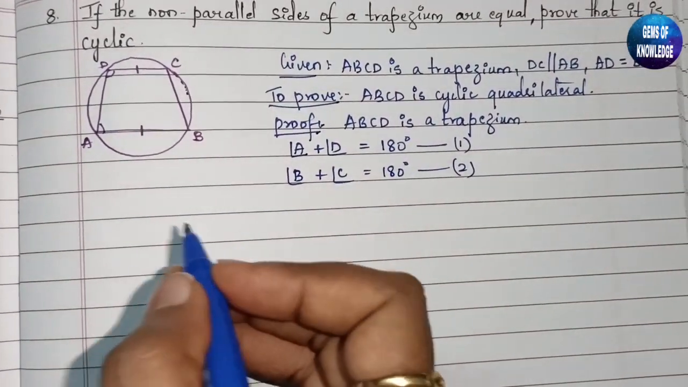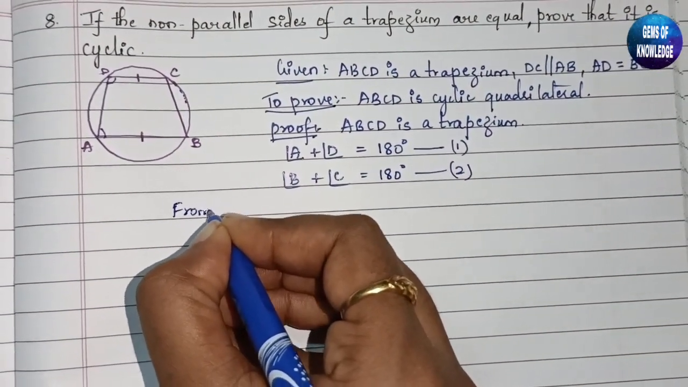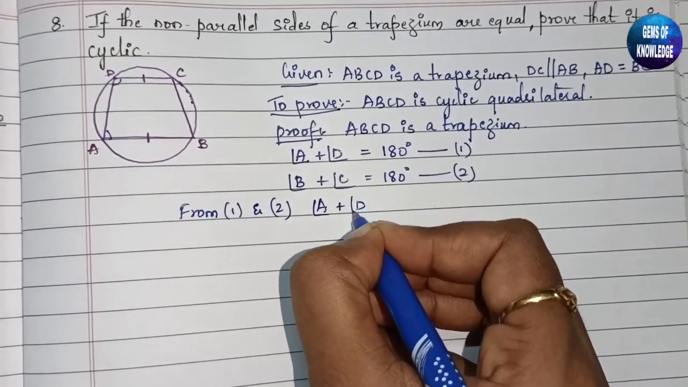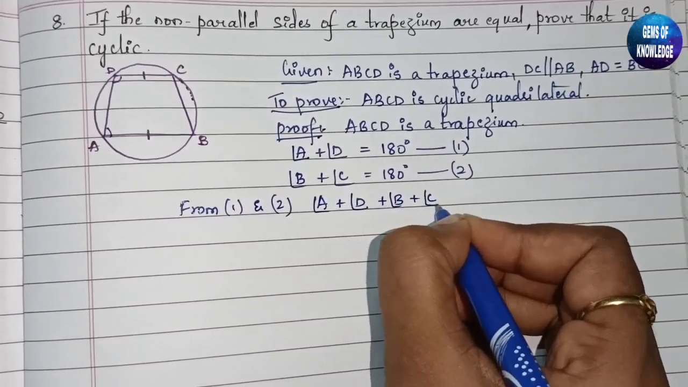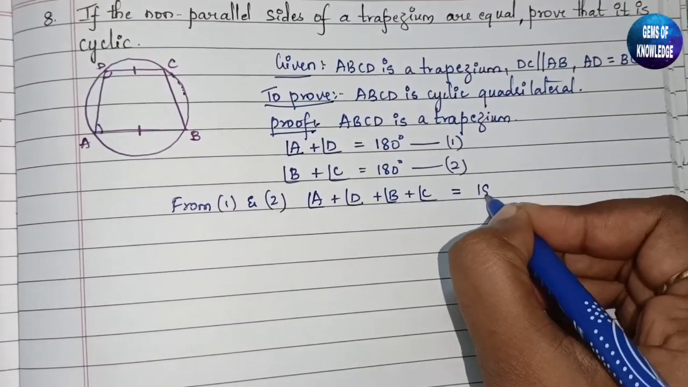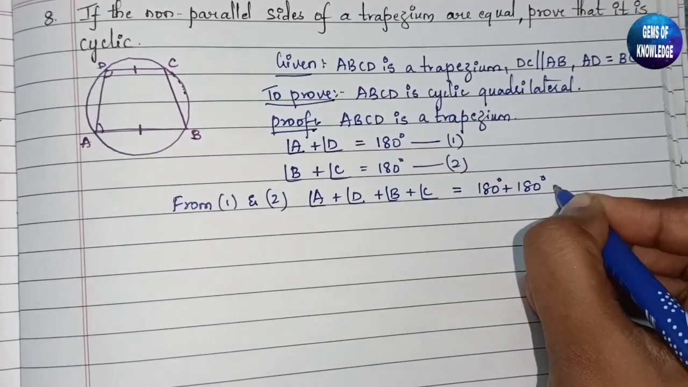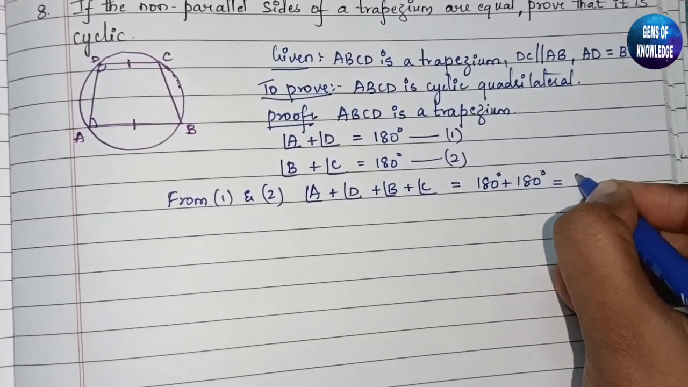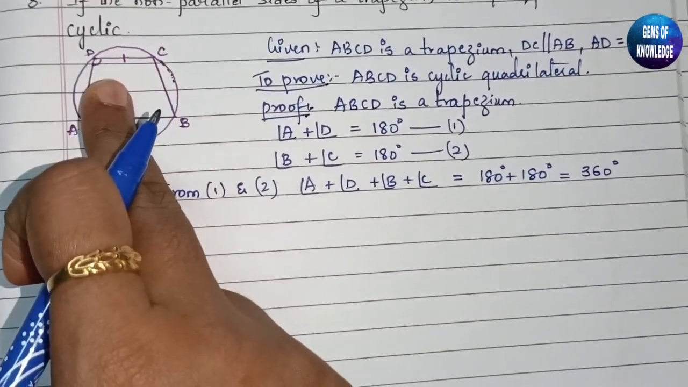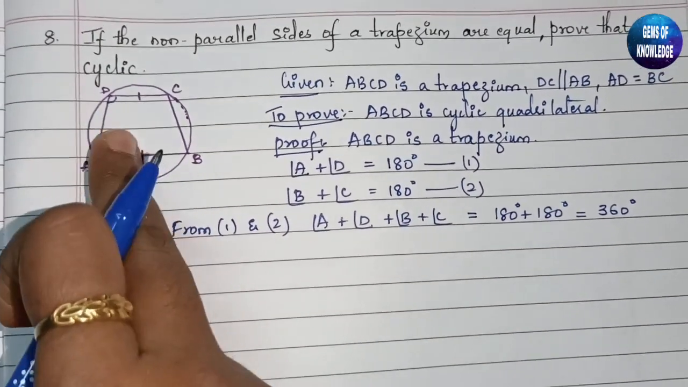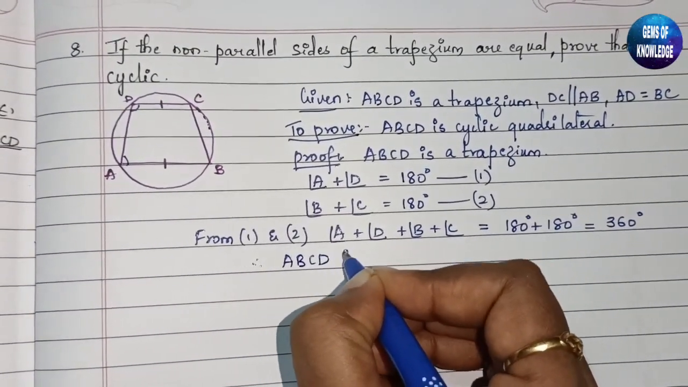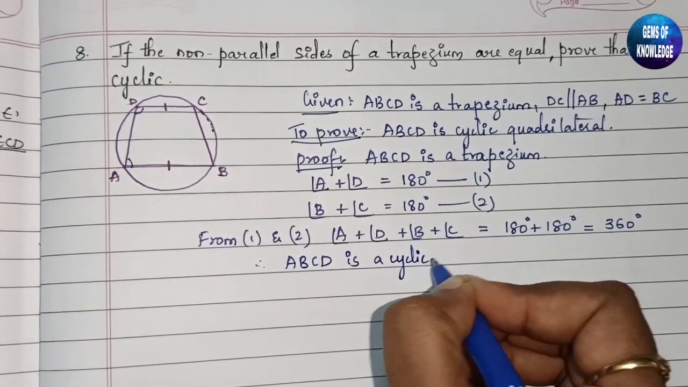Then from equations 1 and 2, we can write that angle A plus angle D plus angle B plus angle C, all four angles together, is equal to 180 degrees plus 180 degrees, which is 360 degrees. If this figure totals 360 degrees, then we can say that this is a cyclic quadrilateral. Therefore, we can directly write that ABCD is a cyclic quadrilateral.